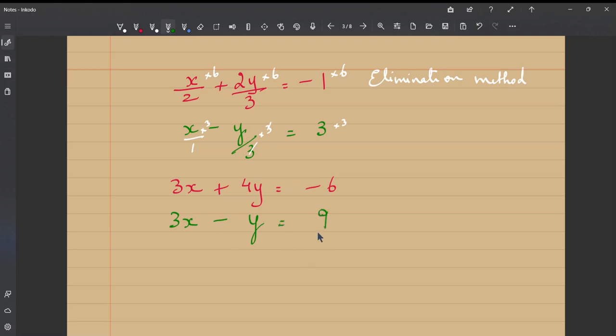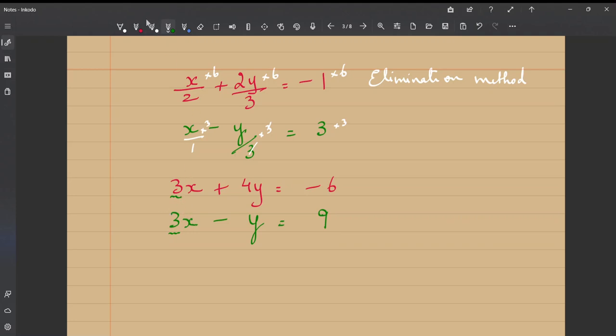Okay. Now, the elimination is very easy for you because already you have an x term with the same coefficients. You don't have to do any manipulation here like we did in our previous example. This is much easier. So, you just have to subtract one from the other. Already, we have seen why we subtracted. We subtracted because 3x minus y is equal to 9, the equality sign is here. So, essentially, you are subtracting the same quantity from both sides.